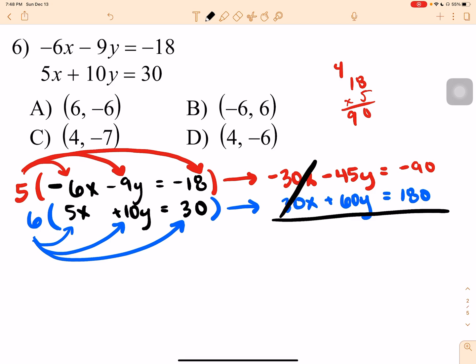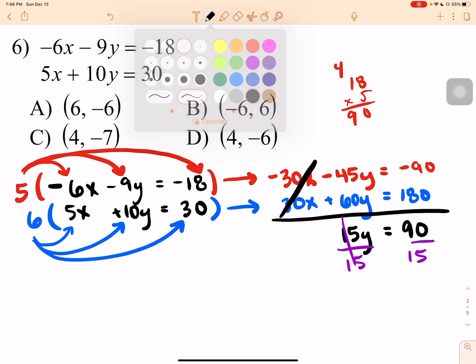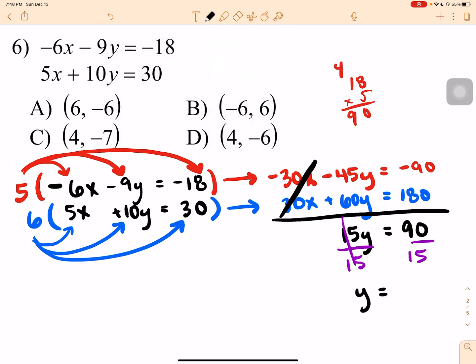And -45y plus 60y is +15y. And -90 plus 180 is +90. So now if I divide both sides by 15, I'm going to determine that y is equal to 6, because 15 times 6 is 90.